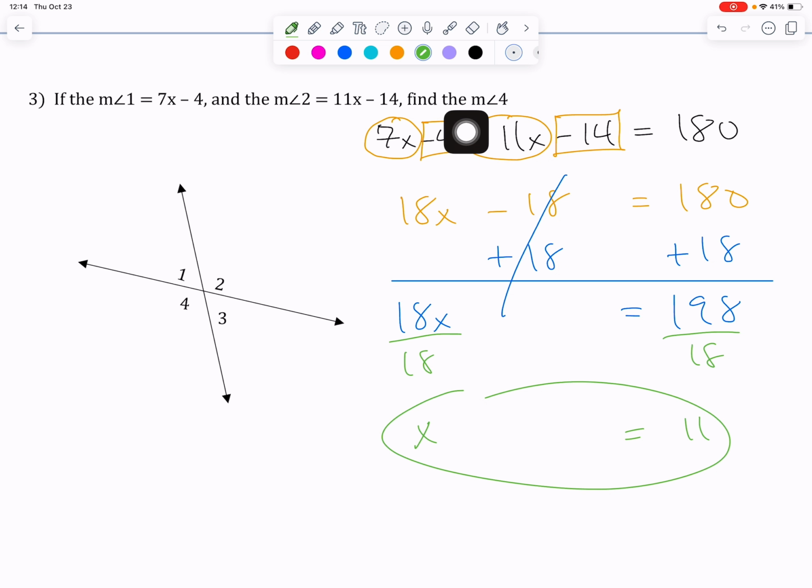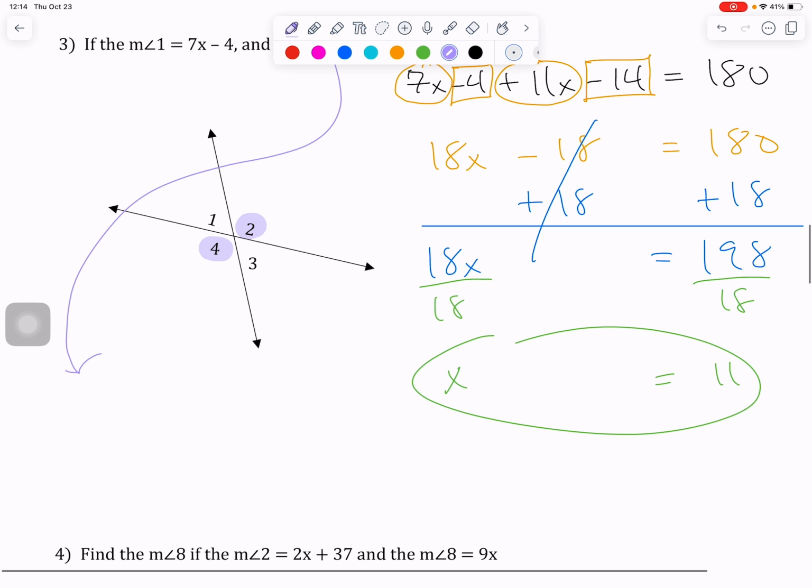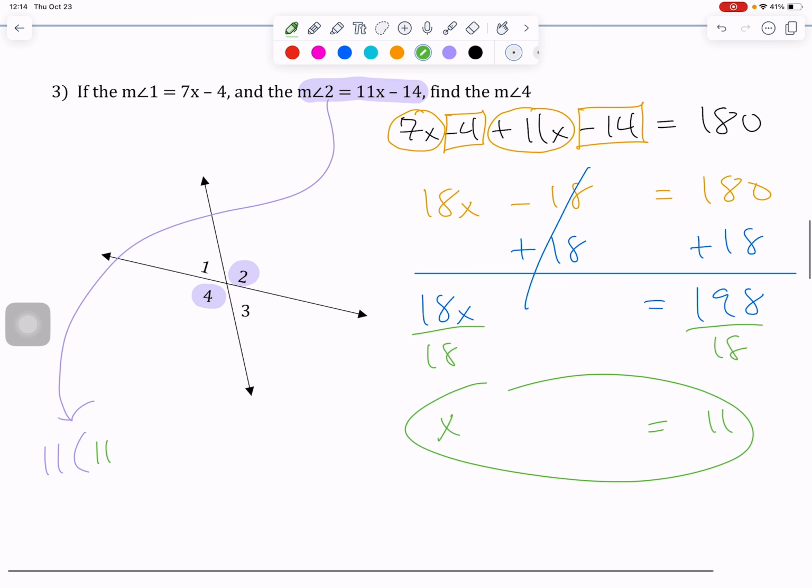But it does want us to find the measurement for angle 4. Well, 4 is equal to an even number, or its vertical angle, right, directly across it, which is 2. So we're going to plug into angle 2. And we will take this and draw it all the way down here. We will do 11. We will open. Oh my goodness, our x is 11. We'll put that in there. We will close it and put minus 14.